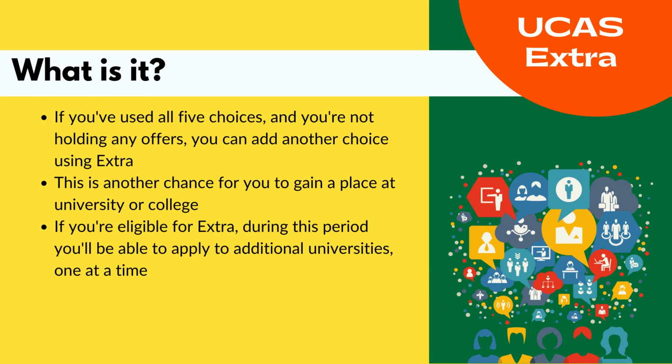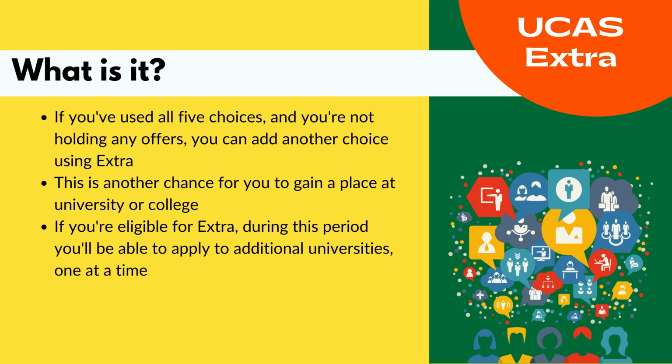Next we'll be covering UCAS Extra, starting with what it is. If you've used all 5 of your choices and you're not holding any offers, you can add another choice using Extra. This is another chance for you to gain a place at university or college. If you're eligible for Extra during this period, you'll be able to apply to additional universities, one at a time.